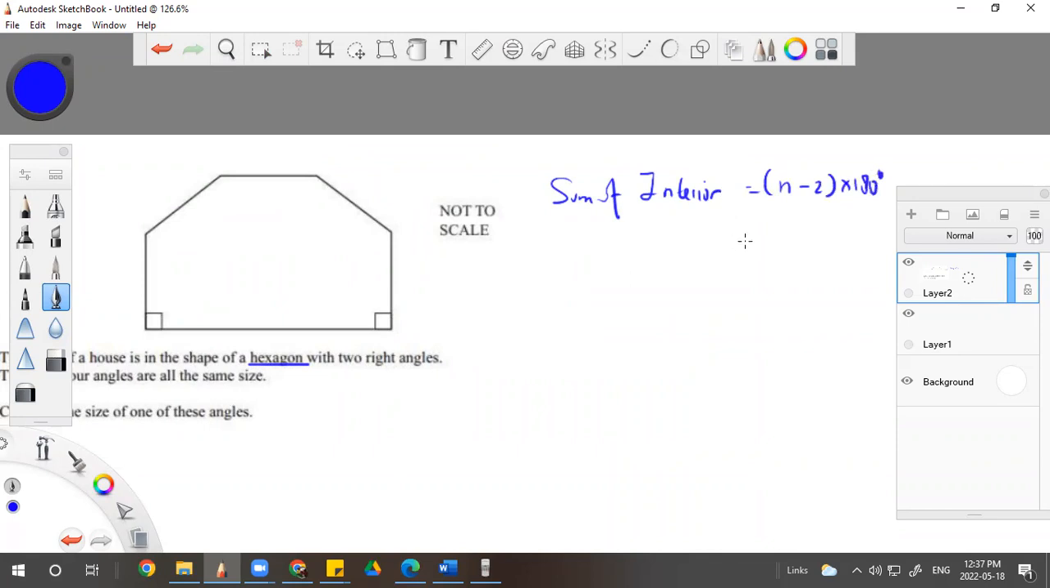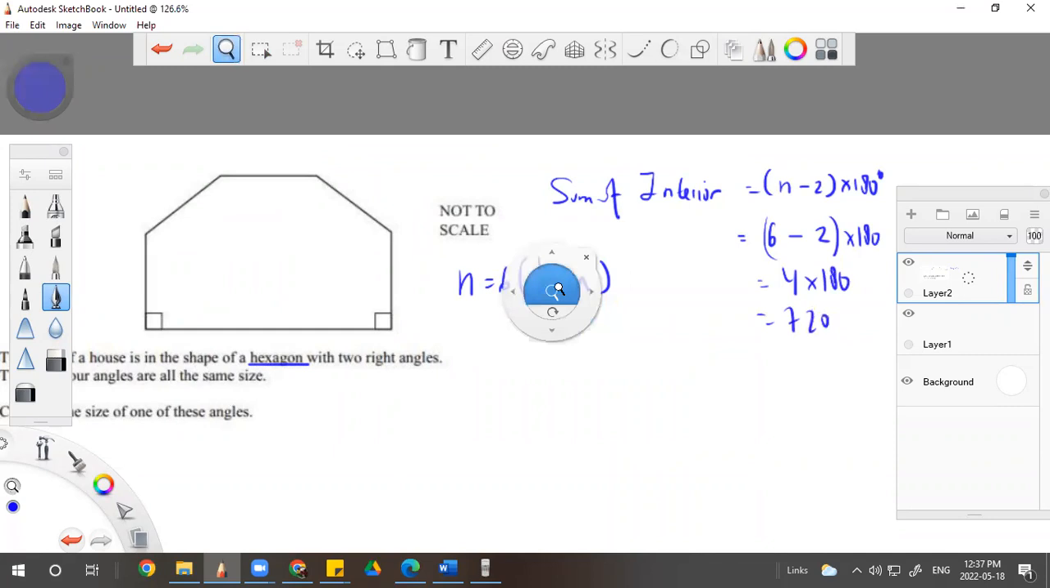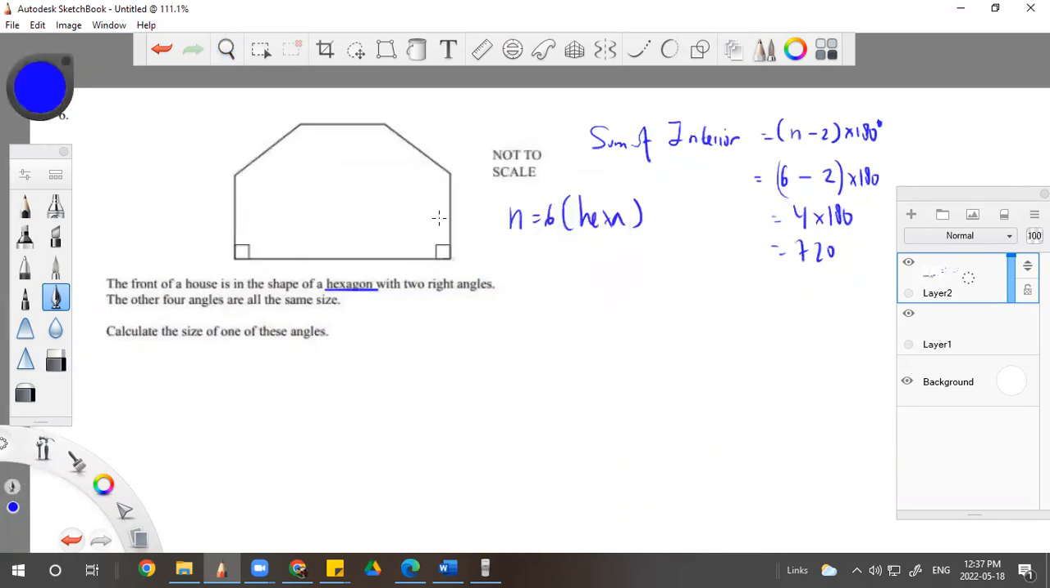Ingat ya ini. So, N-nya 6 kan. Minus 2 because hexagon, or 6-sided, right? Times 180. 4 times 180. 720. Right? And then udah ke occupy 90-90, sisanya dia bilang sama ya, all other 4 angles are the same. Let's say this is X, this is X, this is X, this is X. Calculate the size of one of these angles.